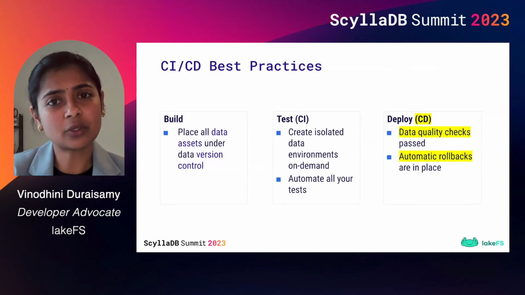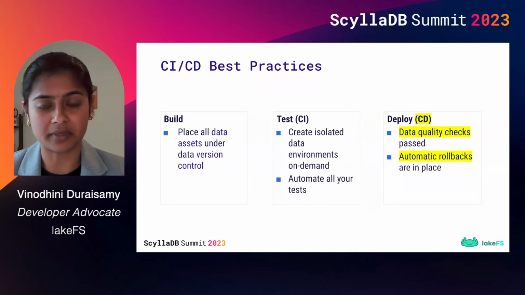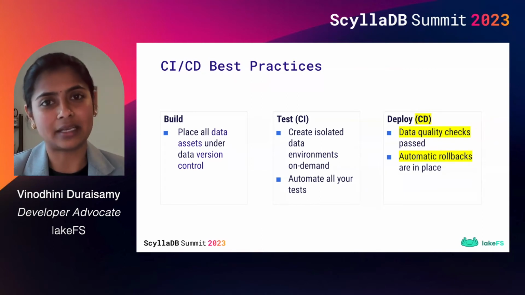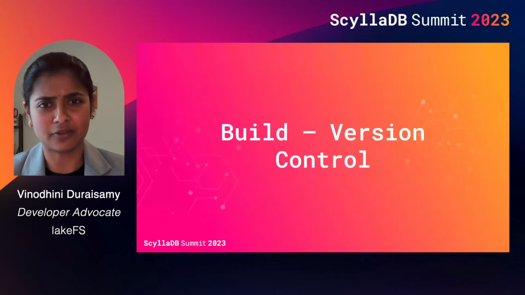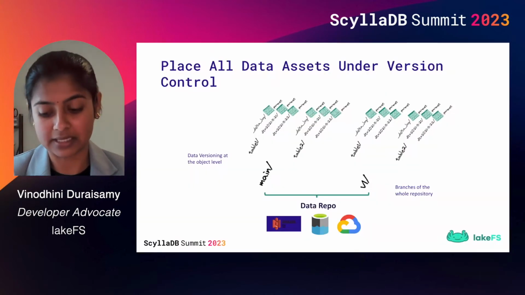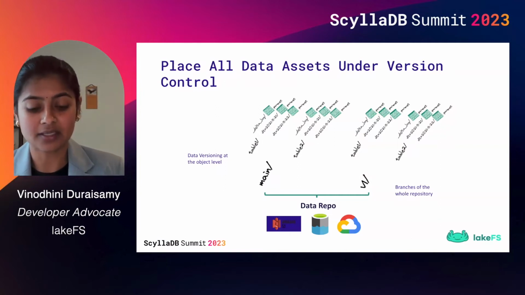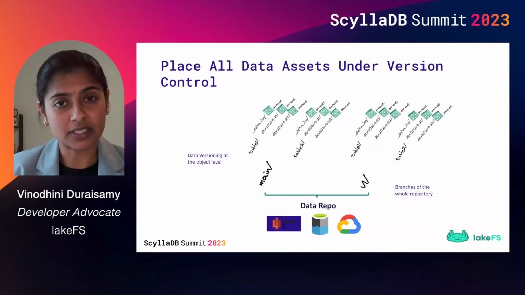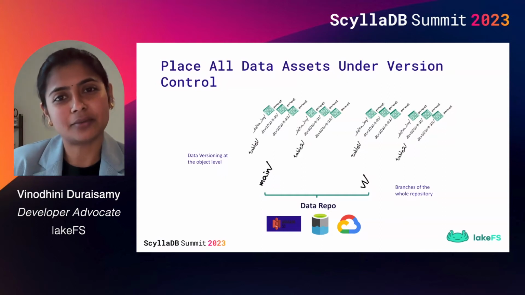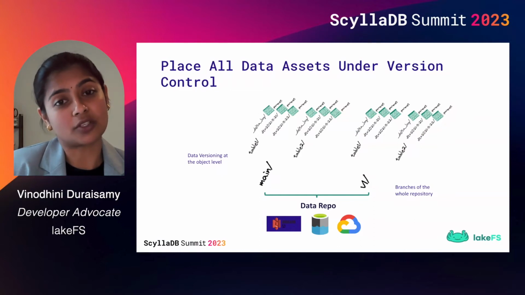Now, how are we going to implement these best practices in these three different phases of deployment in the data world, right? Let's take the first one: version control your data in the build phase. This is exactly where lakeFS comes in, right? What lakeFS offers is Git-like interfacing capabilities for your data lake, and it offers version control.